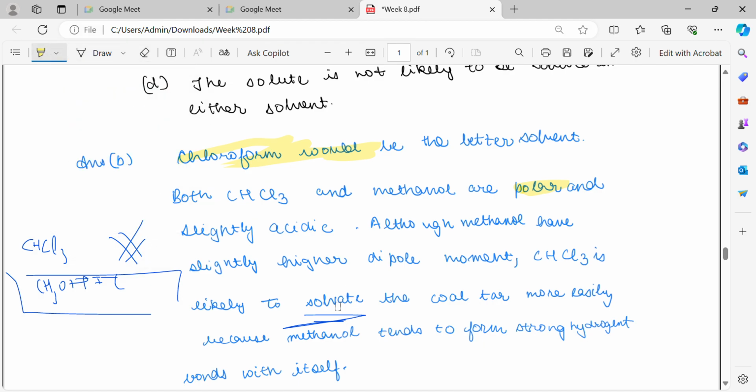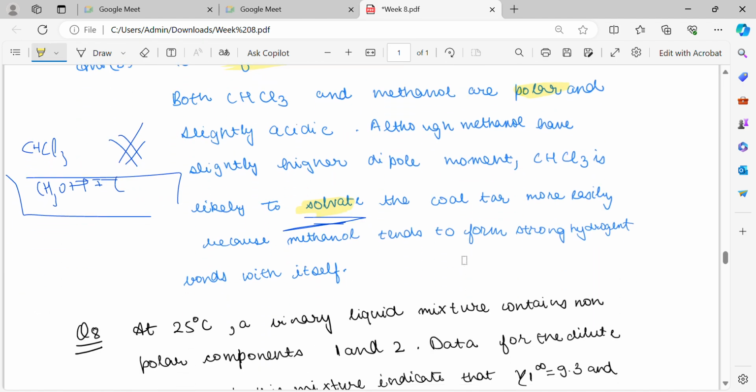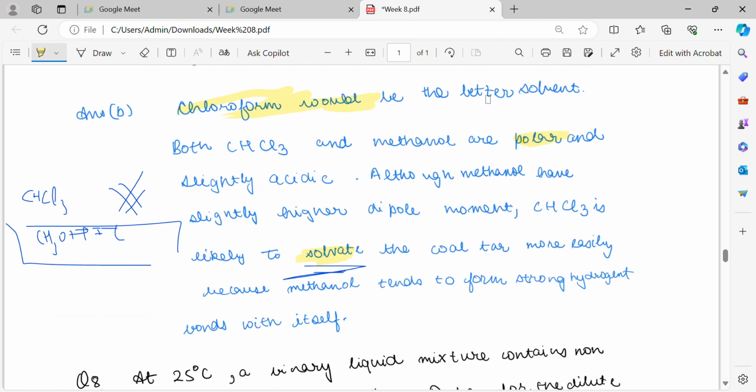This solvation will happen, and it will solvate the coal tar more easily. Okay. Now another question. So if you have understood, chloroform will be the better solvent.